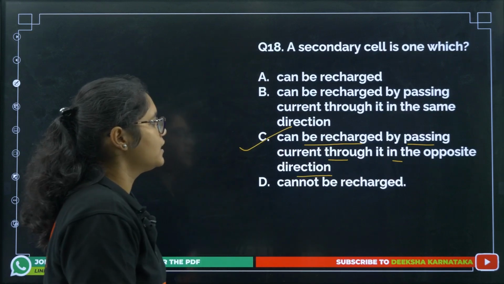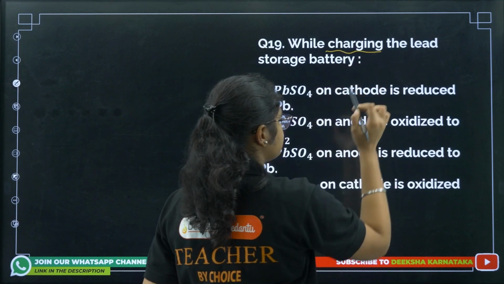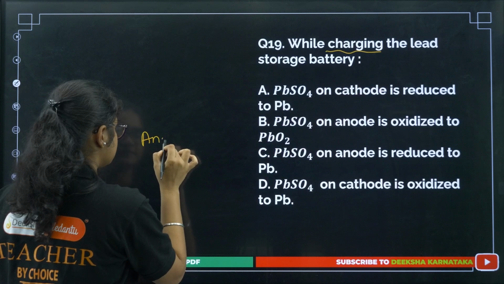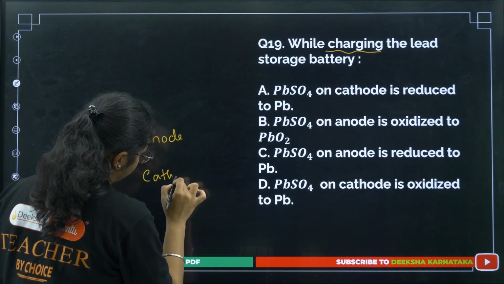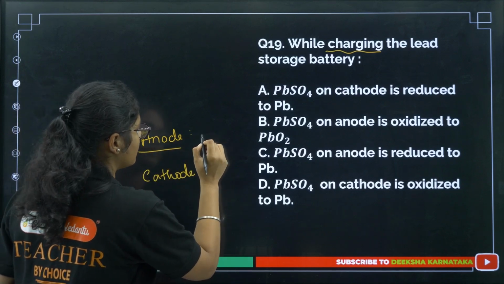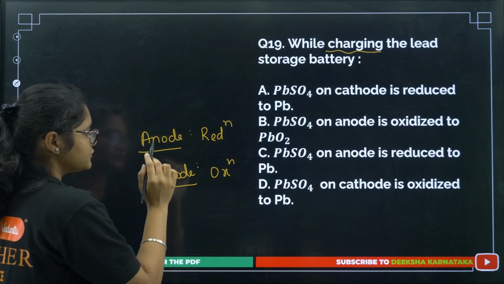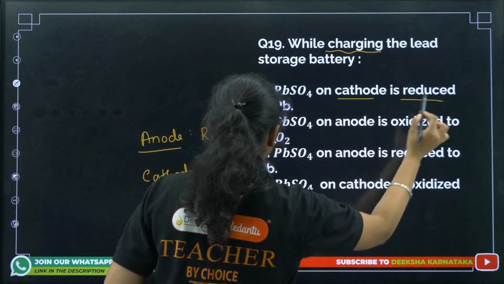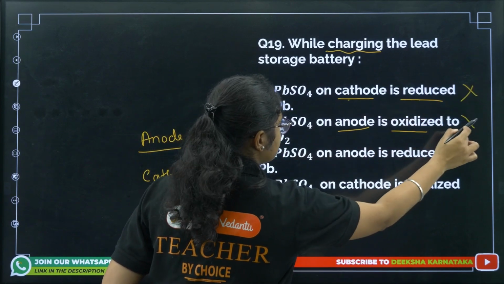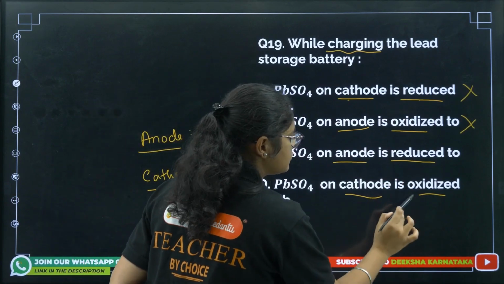Option number C. Okay. Next, while charging the lead storage battery, okay, so in charging what happens? Reaction reverses, right? So at anode what will take place? Generally at anode oxidation takes place, and at cathode reduction takes place while discharging. But while recharging, anode will have what? Reduction, okay, and cathode will have oxidation. Here it is given cathode reduction, so eliminate. Anode oxidation, eliminate. Anode reduction, yes, anode is reduction. Cathode oxidation, these two can be there.